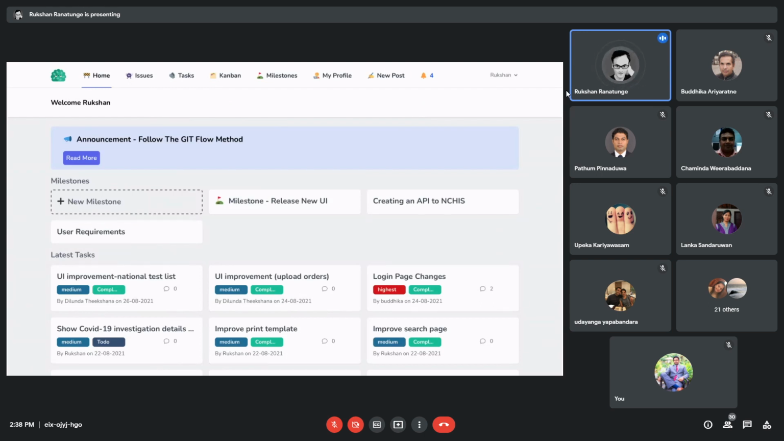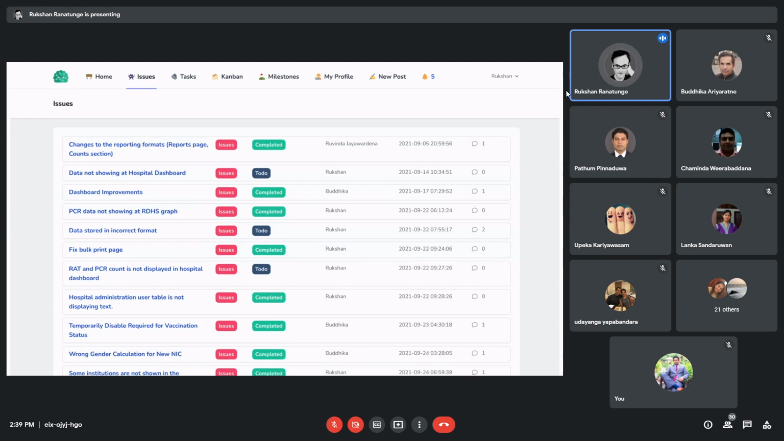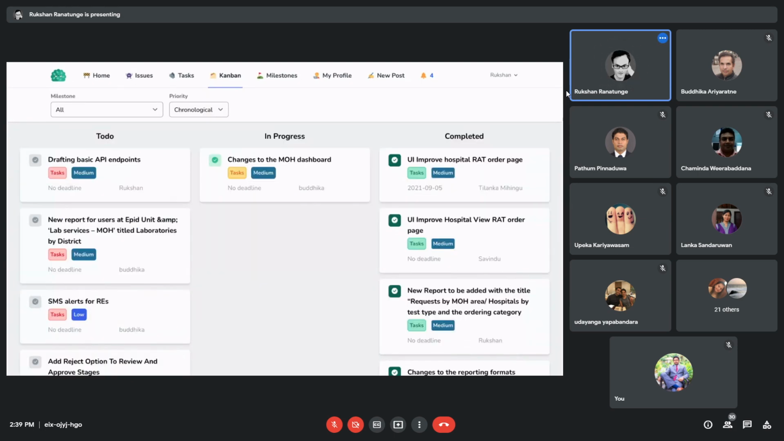As you can see, we can track the issues, the milestones, collect user requirements, make announcements for the development team, and we can see who's doing which task. So everything can be kept on track thanks to the project management tool. So this is how we track issues, and we know which issues have been completed, which are to be done, and who's doing it, and so on.